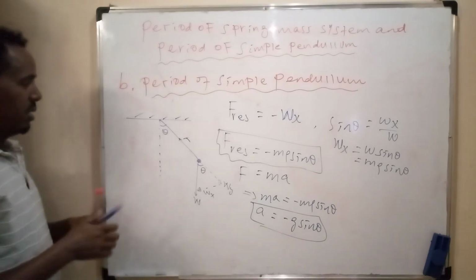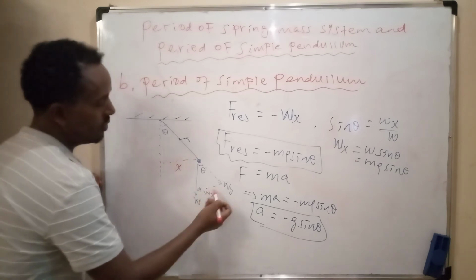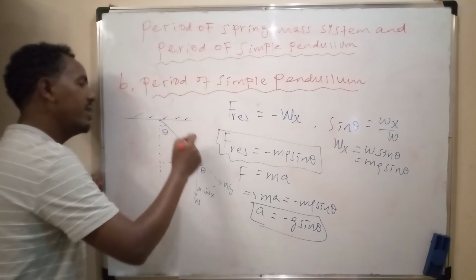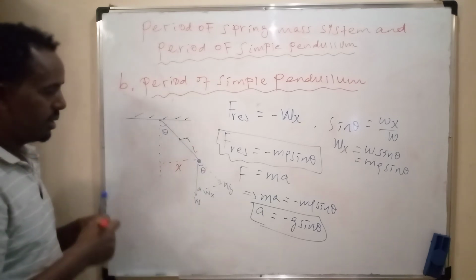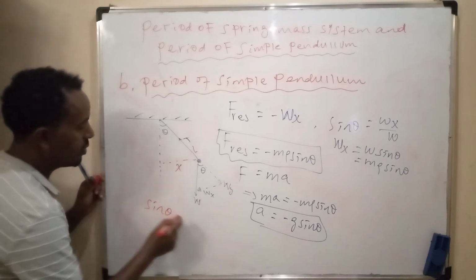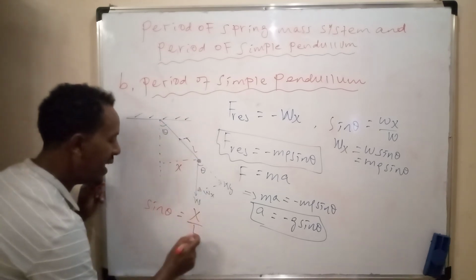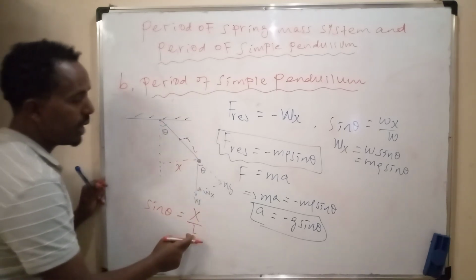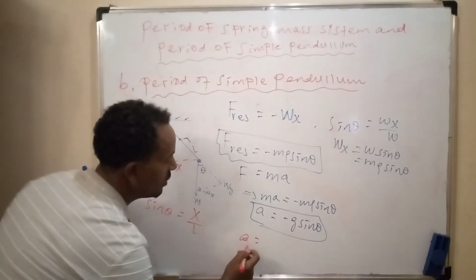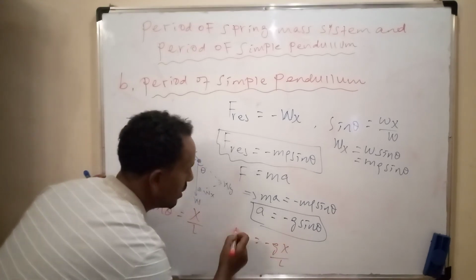But if this side is x, and the length of the string is L, sine of theta is equal to the opposite side, that is x, over the hypotenuse L, the length of the string. X over L can be substituted instead of sine theta. Therefore, acceleration is equal to minus g times x over L.